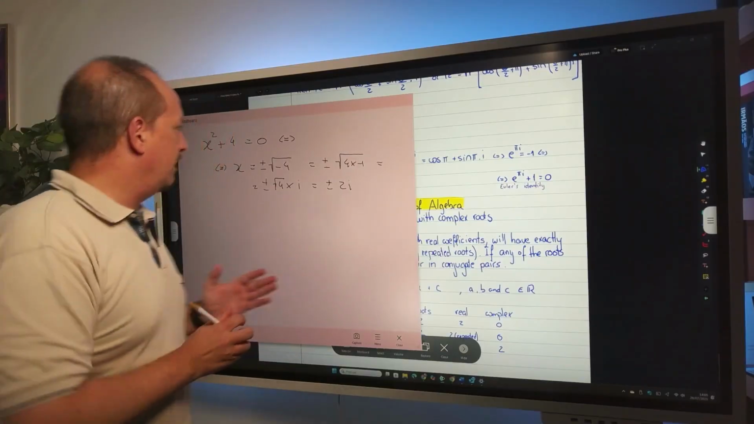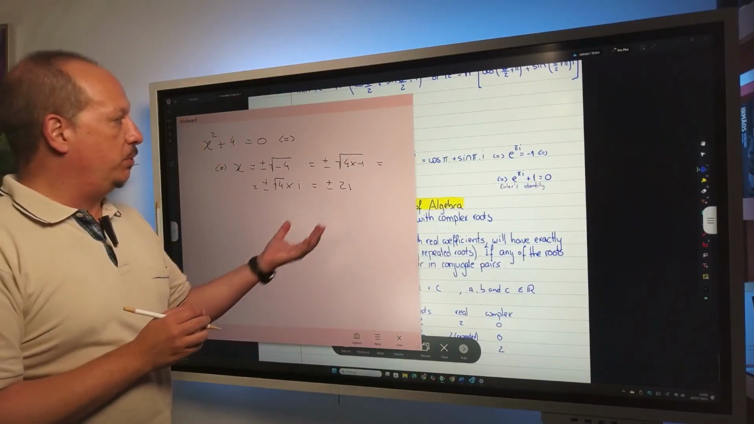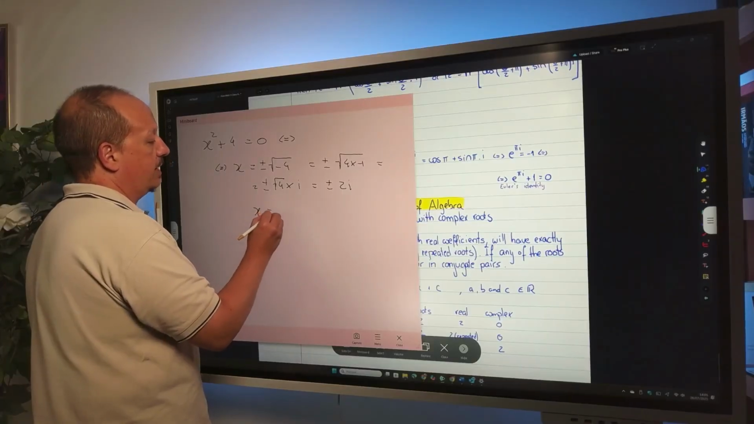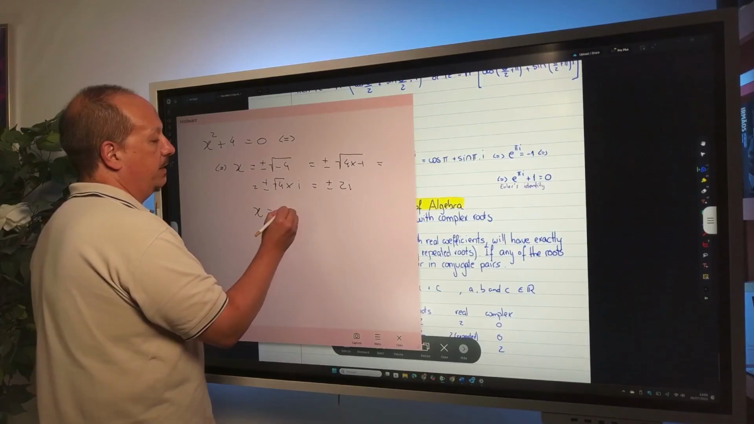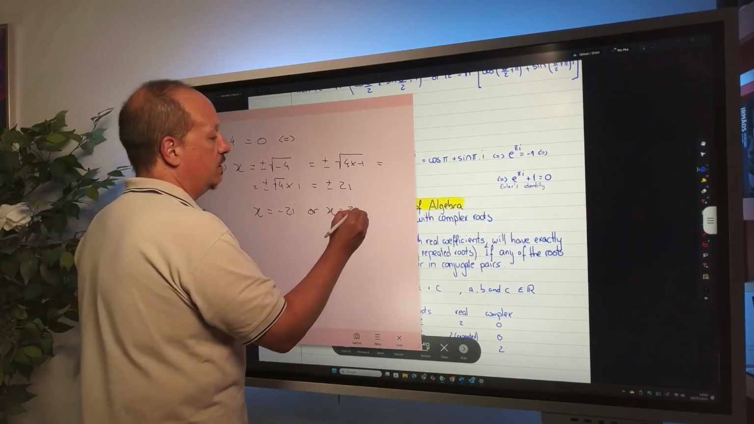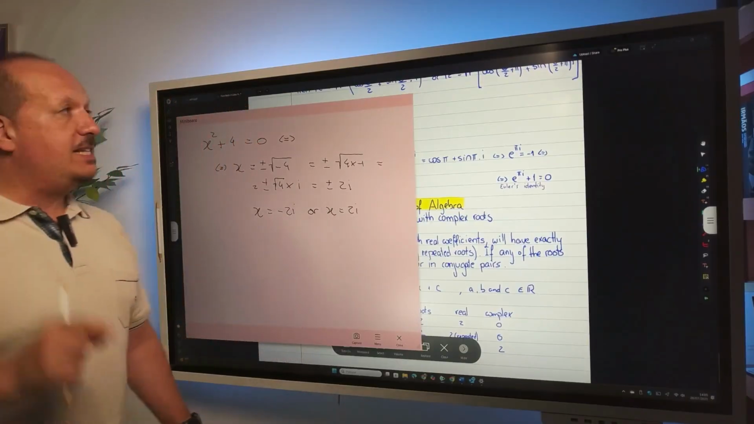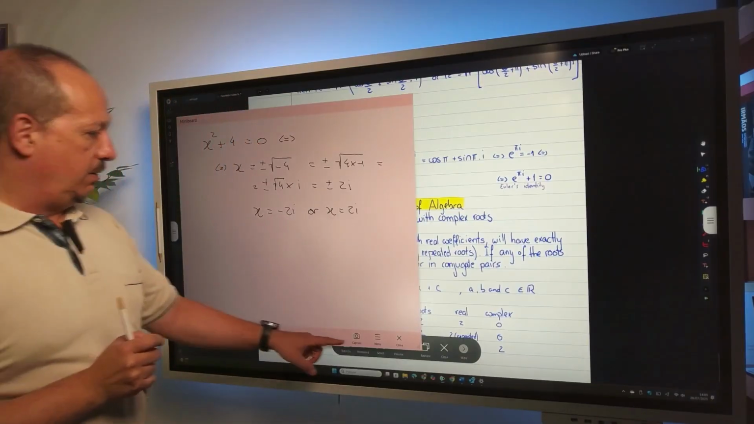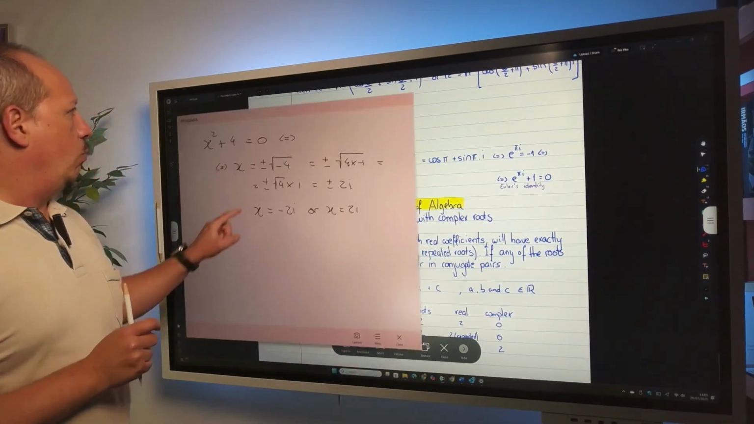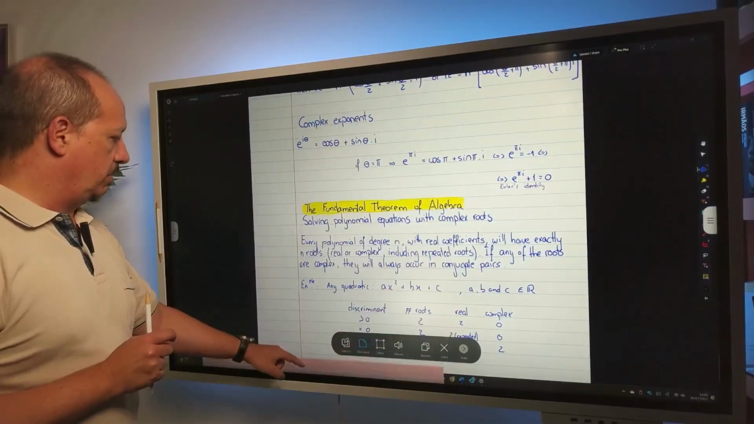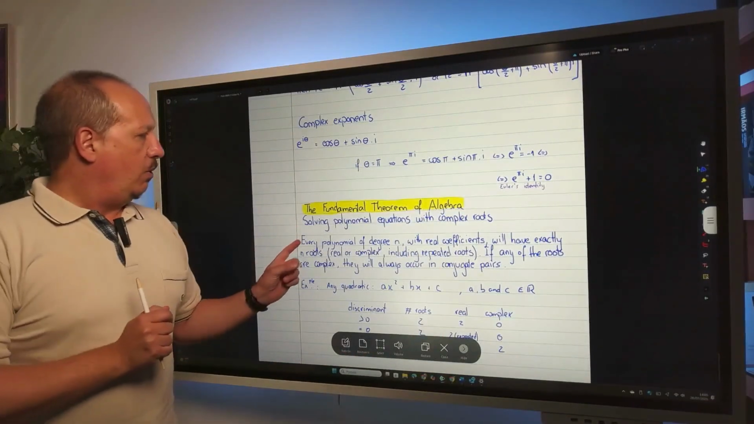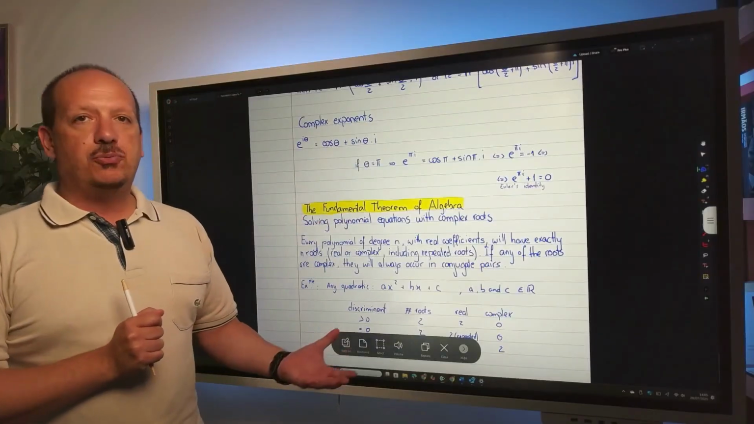It is imaginary, actually purely imaginary in this specific case. So what are the solutions? You have x equals minus 2i or x equals 2i. And this leads us to what the Fundamental Theorem of Algebra states.